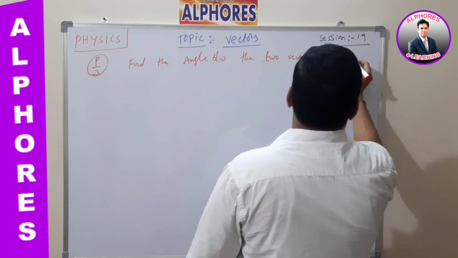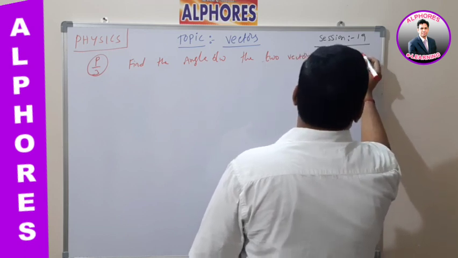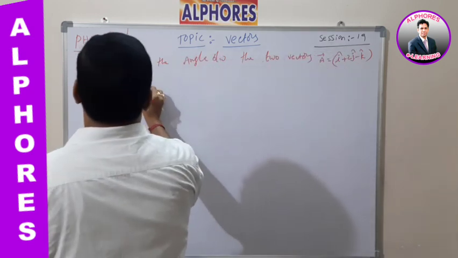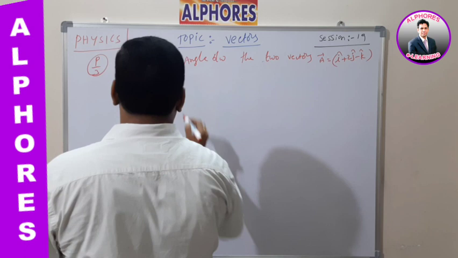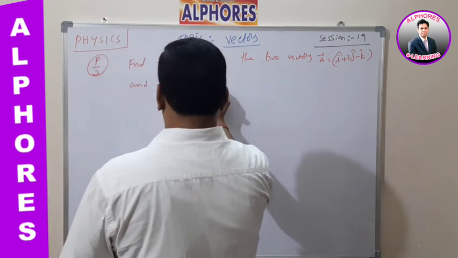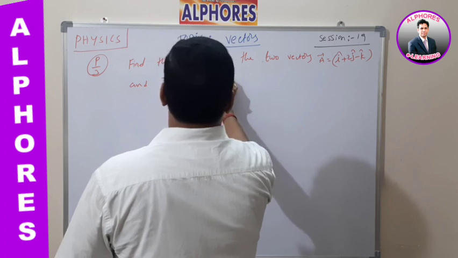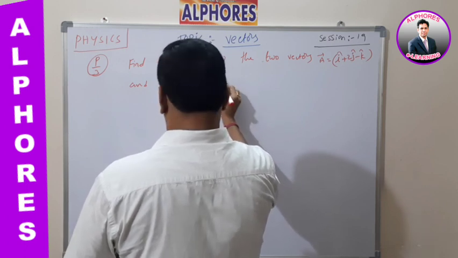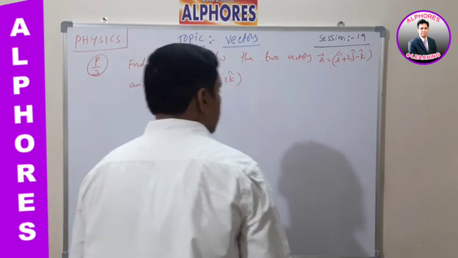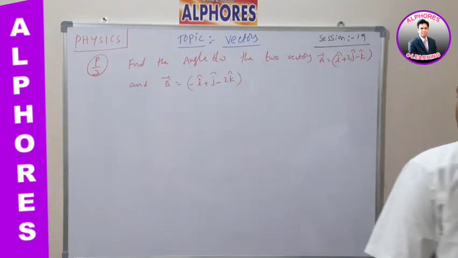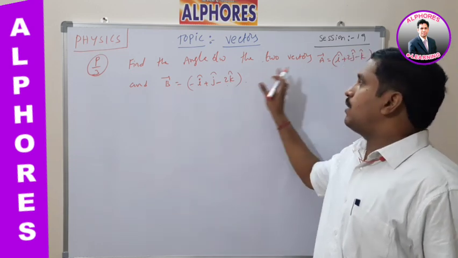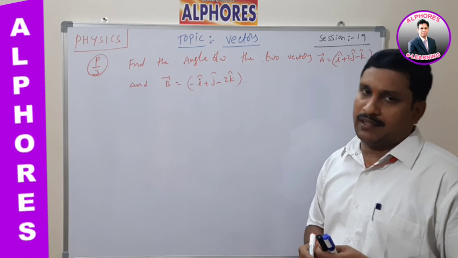A bar is equal to i cap plus 2j cap minus k cap, and B bar is equal to minus i cap plus j cap minus 2k cap. So this is the question. Here I am giving two vectors, and by taking these two vectors we have to find the angle between them.